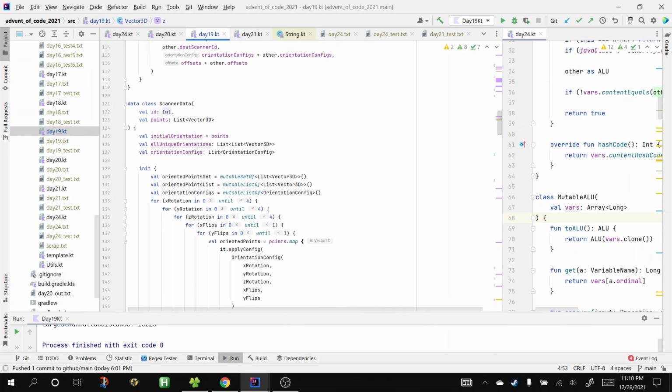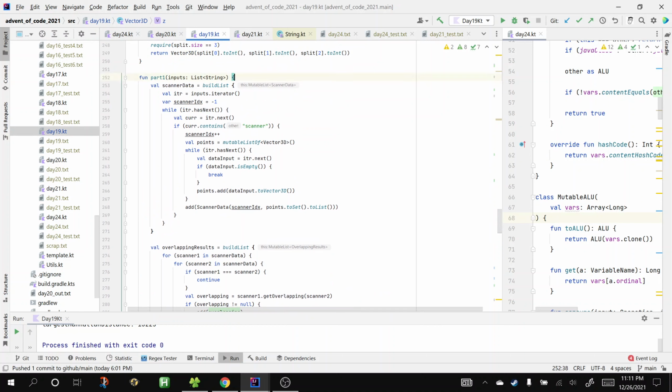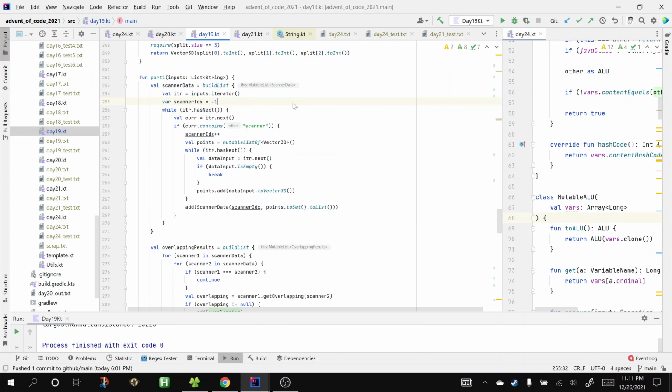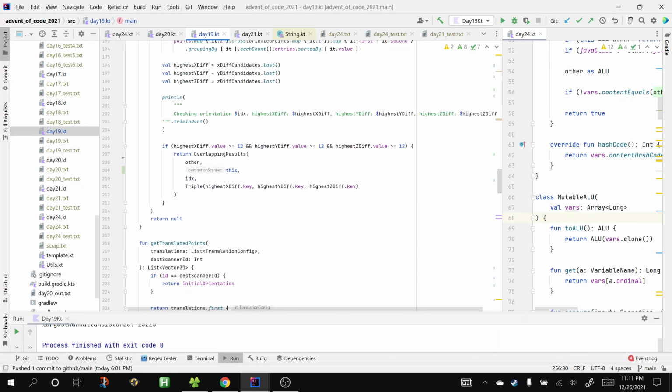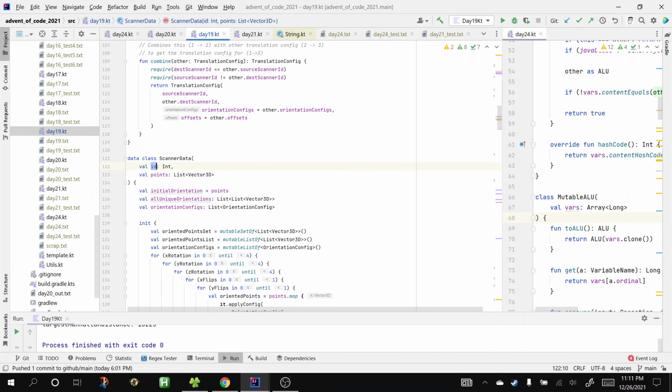And then if we go down here to part 1, this first piece of code is just getting the scanner data for all of the various scanners and storing it in a wrapper class. I named it scanner data. If you see here, I gave each one a unique ID just to make it easier to reason about. And then each one holds a set of points in their own coordinate system.